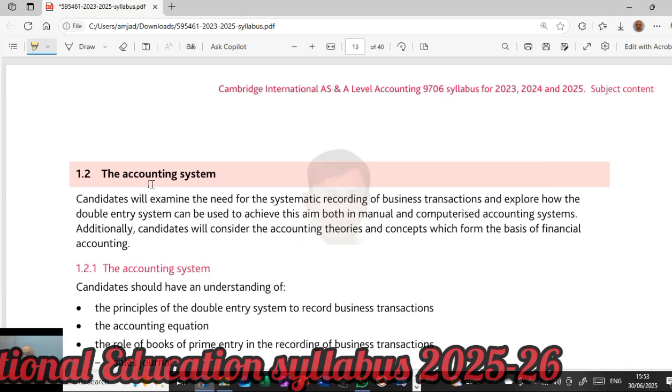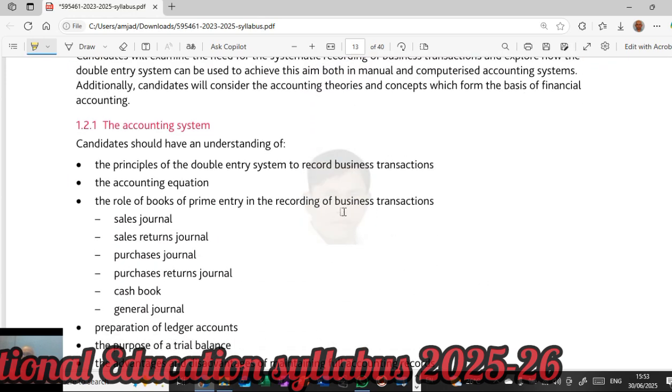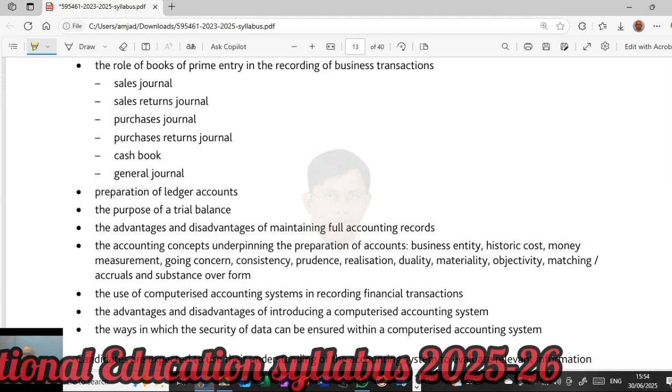Here we will be discussing the various concepts related to the accounting system: the principles of double entry to record business transactions, the accounting equation, and the role of books of original entry in recording business transactions, like sales journal, sales return journal, purchase return journal and cash book. Preparation of ledger accounts, the purpose of trial balance, and advantages and disadvantages of double entry recording. Various accounting concepts like business entity, historic cost, money measurement, going concern, consistency, prudence, realization, duality and neutrality. And the use of computers in accounting systems.